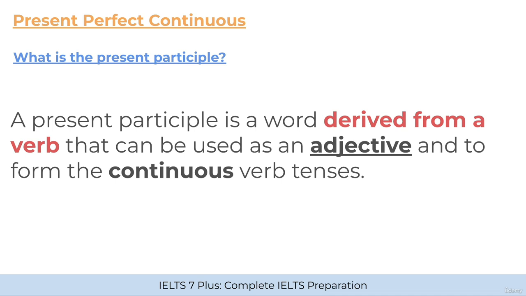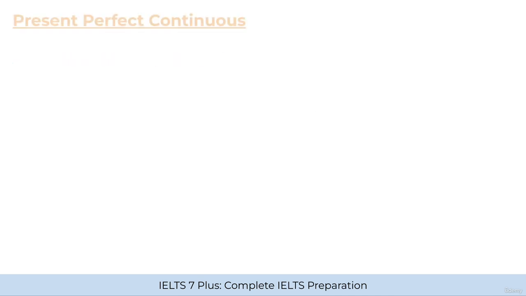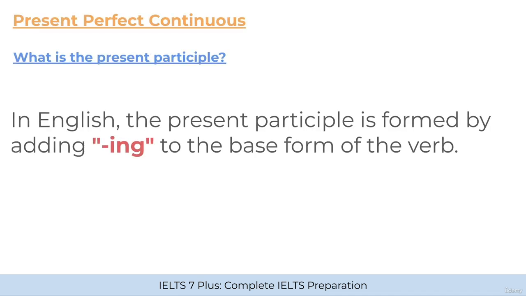So we've seen this before in the course, but the present participle is a word that's derived or comes from a verb, and it can be used as an adjective as well, but it's also used to form the continuous verb tenses. So every time you see continuous, I'm going to be looking out for that ing. And here we go. So we add the ing to the base form of the verb.